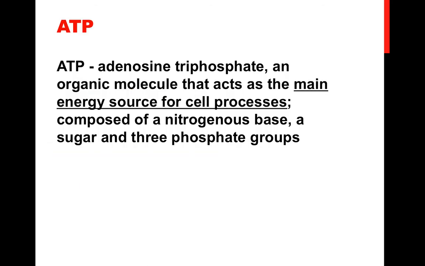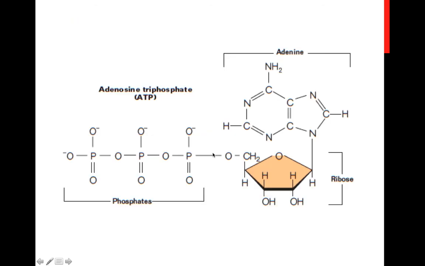ATP. ATP is adenosine triphosphate. Tri means 3. Right here, tri means 3. So it's one adenosine with 3 phosphates in this organic molecule. It's a main source of energy for all cell processes. It's composed of a nitrogenous base, adenine specifically, a sugar, and 3 phosphate groups. So here is what ATP looks like. You've got your adenine, your sugar, and your 3 phosphates for triphosphate.